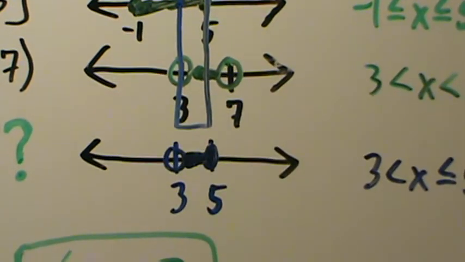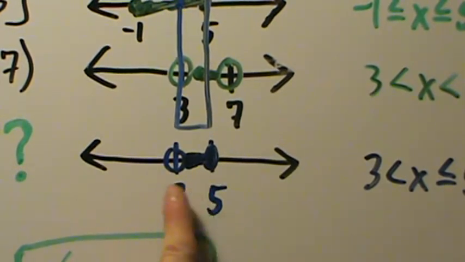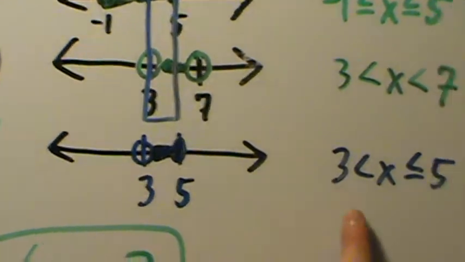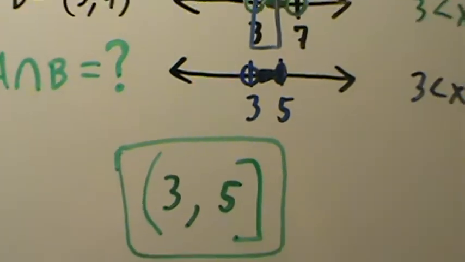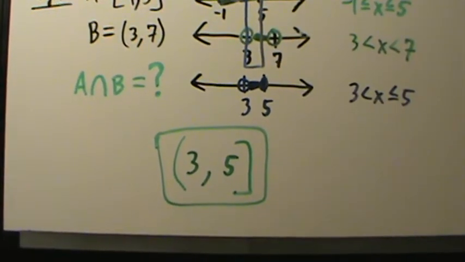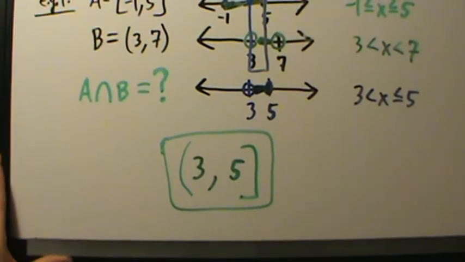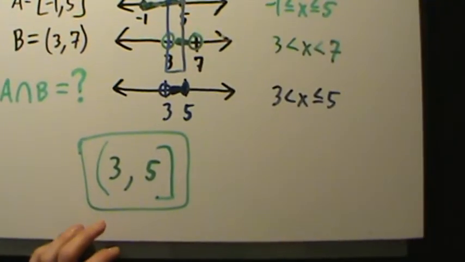Okay? So this number line picture here corresponds to this inequality notation, which corresponds to this interval notation, which is our answer. Okay, so that's it for example 1. Now I want to point something out which is very, very, very important. So this is worth writing down also.